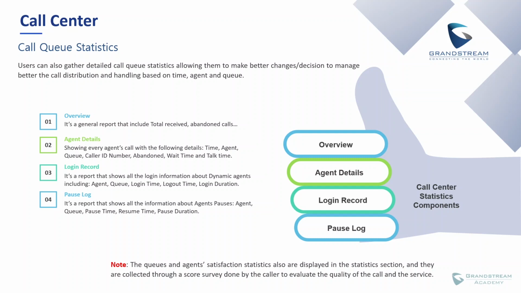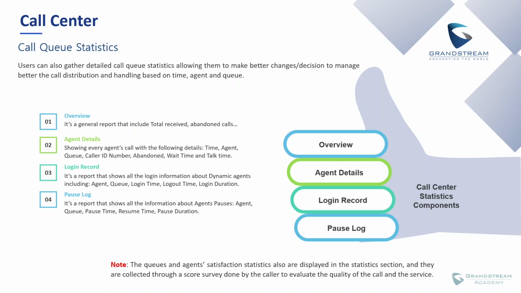Abandoned indicates whether the call was picked up or not by that specific agent. If the call rang several agents simultaneously and this specific agent did not pick up, the call will be considered abandoned if a different agent in the same queue picked it up. The wait time is the amount of time that the call was waiting in queue after dialing in. The talk time is the duration of the call after it was picked up by the agent.